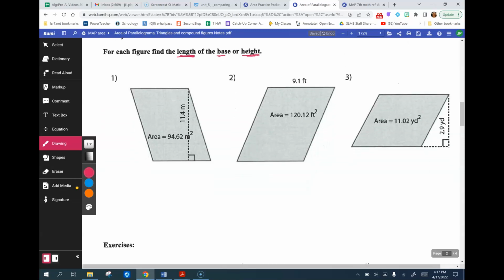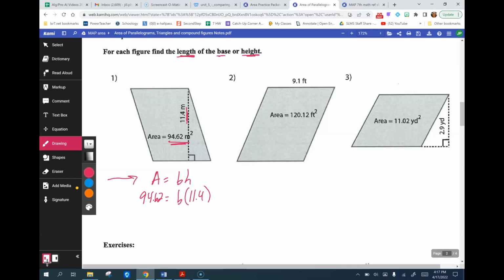And when you get to a test, read it carefully and then go, hey, wait a second, I know I'm using area, so write that down. I'm going to use area equals base times height. Well, what do I know? And plug that in. I know the area, 94.62, but write down the formula first. I know the height is 11.4.